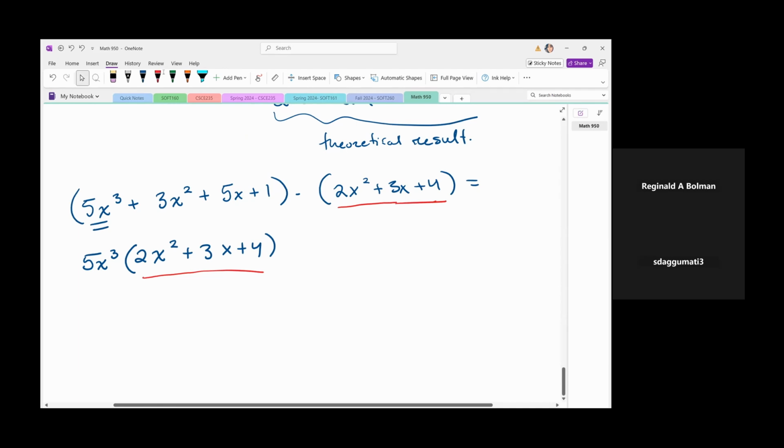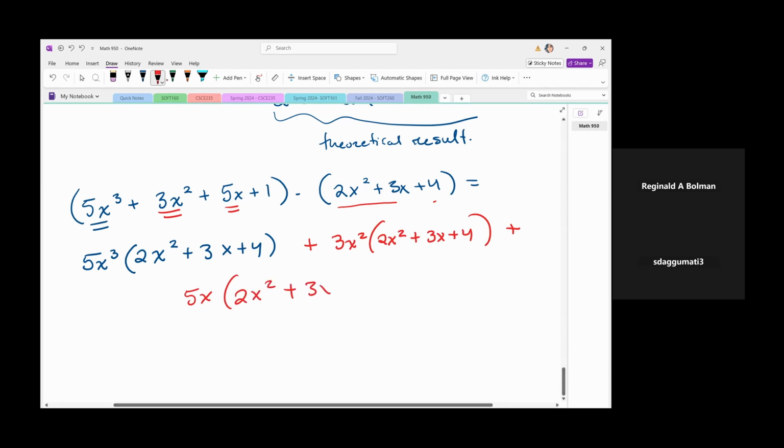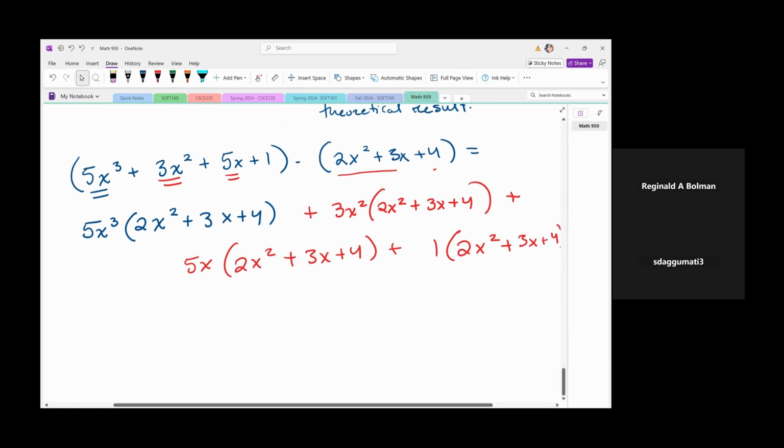So I've got 5x cubed, since that's my first term, and I've got to multiply with that entire second set of parentheses. And then I'm going to add it with, in this case, 3x squared, which would be similarly multiplying through everything in the second set of parentheses. I'm going to add it with 5x, which will be multiplied with everything in the second set of parentheses. And I add it with 1 times these terms all multiplied through that second set of parentheses.